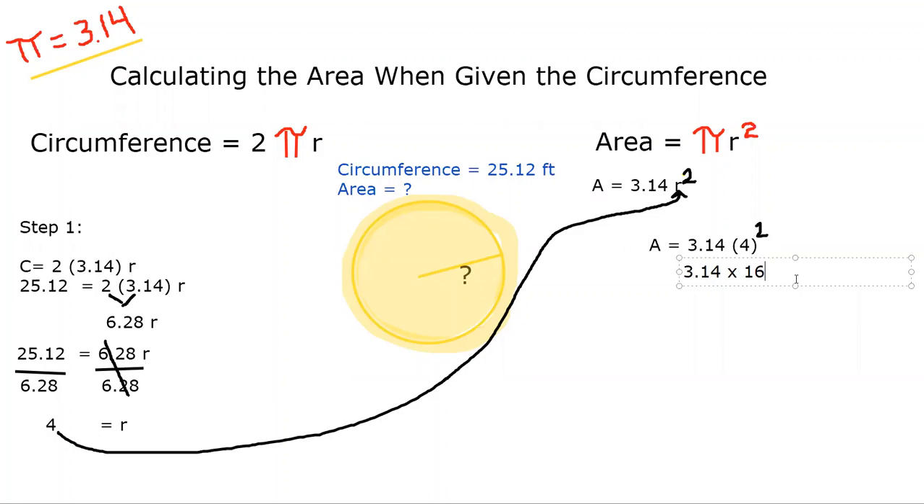That gives me my final value of my area. My area is equal to 3.14 times 16, which is 50.2400 feet. And don't forget, we're talking about area, so we need to make sure we have the square up top, the 2. And that would be your answer.